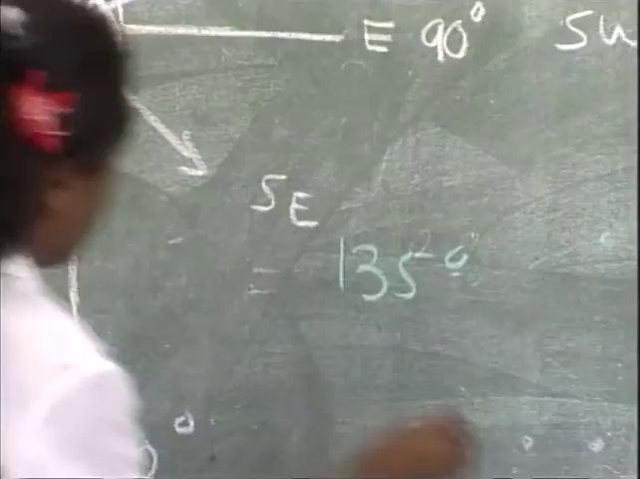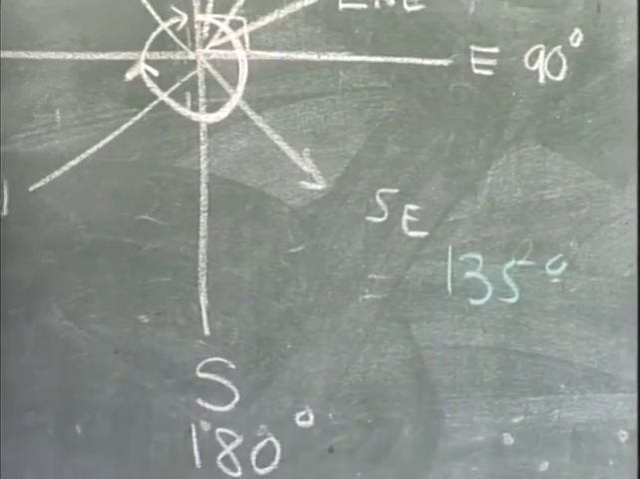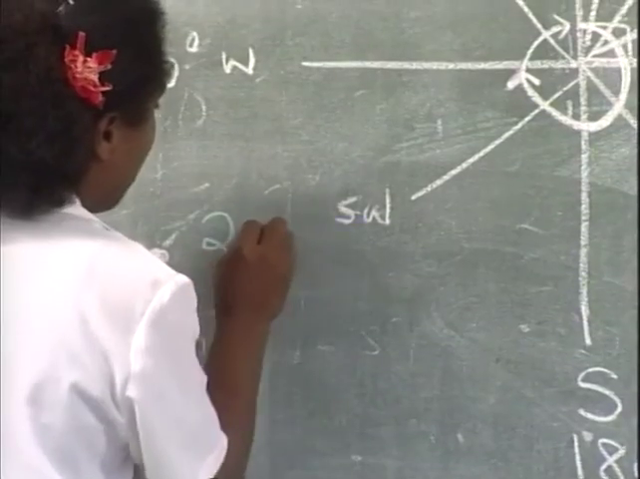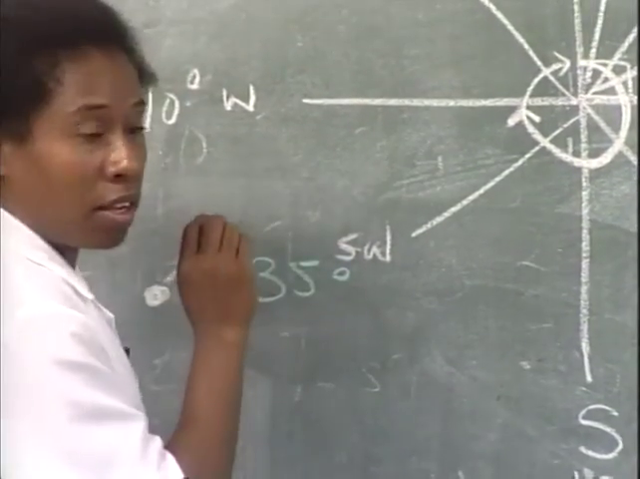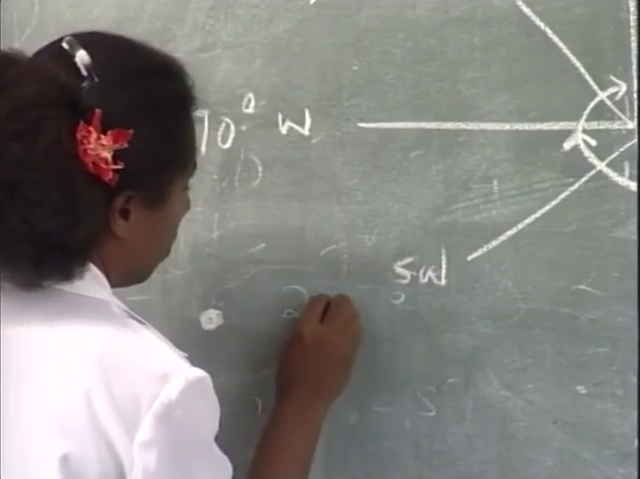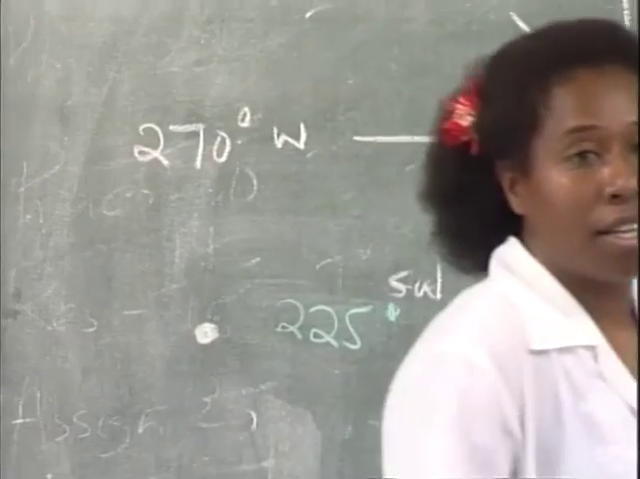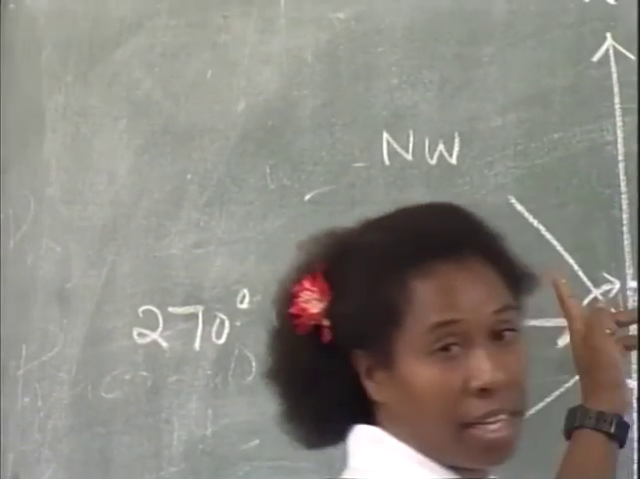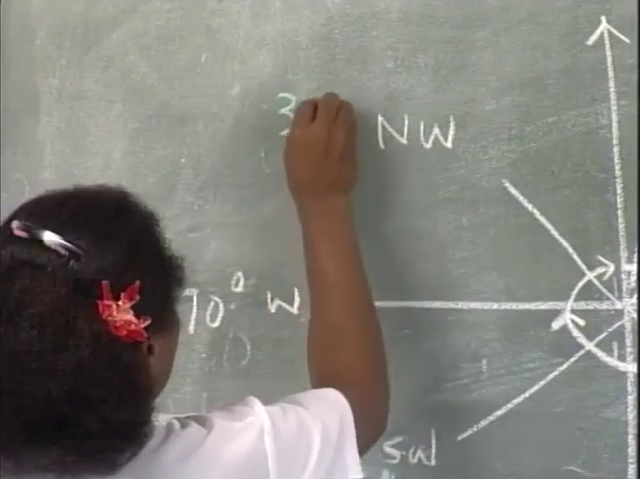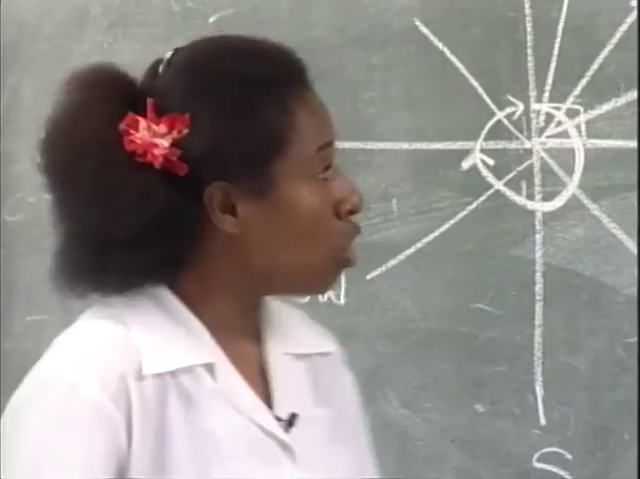Let's look at the bearing for the direction southwest. 225 degrees. Good. Let's look at the northwest direction. What is the bearing? 315. Okay, the rest of us, we check. Are we happy with those? Okay, but that's not all.